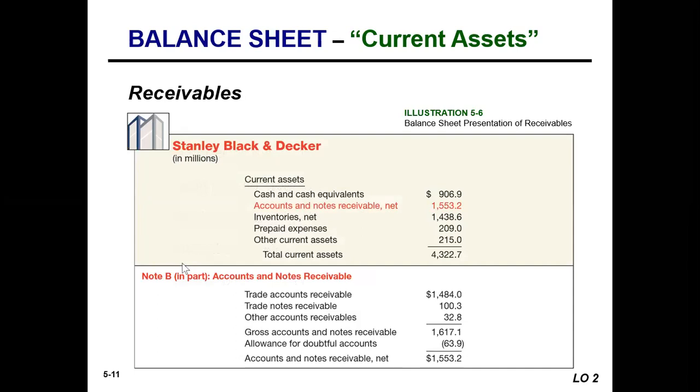All right, so here's an example of the receivables. Again, you see here in red lettering, accounts and notes receivables net. That net is less the allowance for doubtful accounts. And so when we break down that amount, we see the total amount here, 1553.2. If we go down here, that'll show us trade accounts receivable, trade notes receivable, other accounts receivables, the gross accounts and notes receivable. So gross receivables less the allowance for doubtful accounts gives us that net amount.